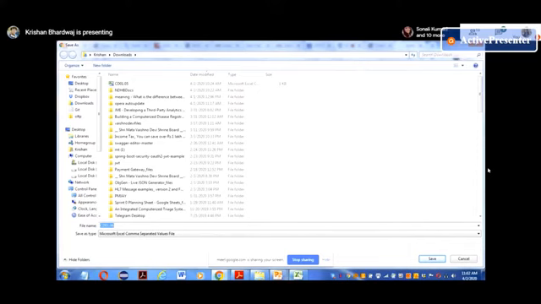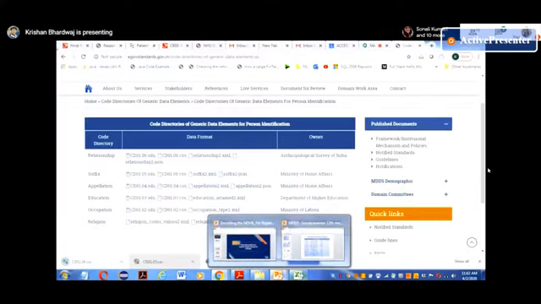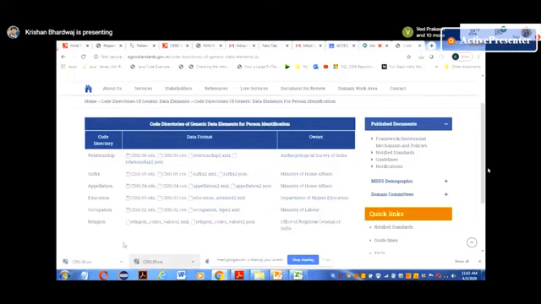Is some problem happening with the laptop? So I can download all these files. It is also in the XML format. It is also in JSON format. And they are publishing all these code directories in one single place.